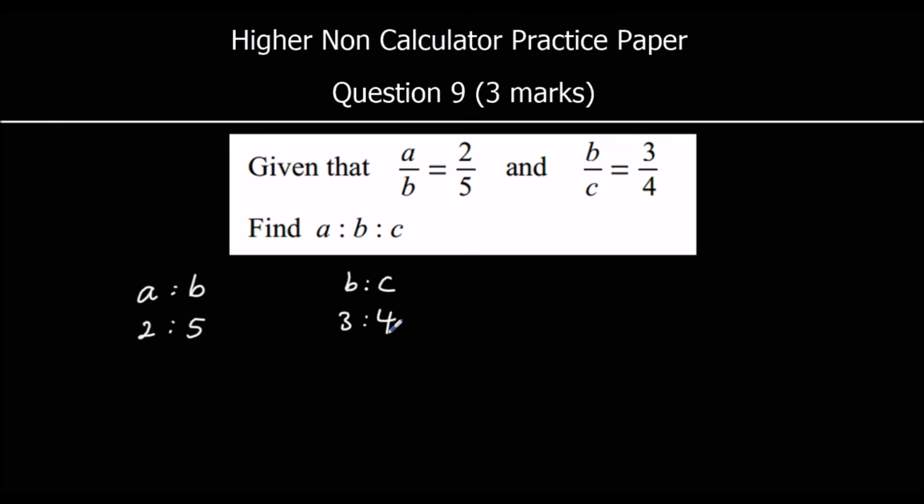That's 3 to 4. To make them one ratio, we need to make the B's the same. And we can do that by timesing our first ratio by 3 and our second ratio by 5. Then both the B's will be 15. So times this by 3 will be 6 to 15. Timesing our second ratio by 5 makes it 15 to 20. Now we can make them one ratio. The B's the same, so we can just write it as 6 to 15 to 20.